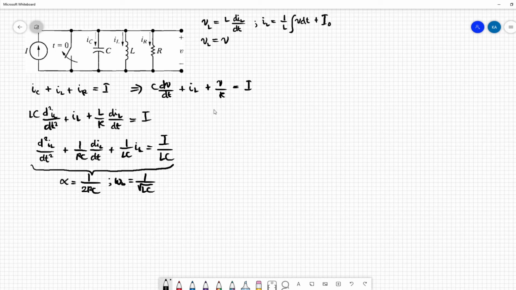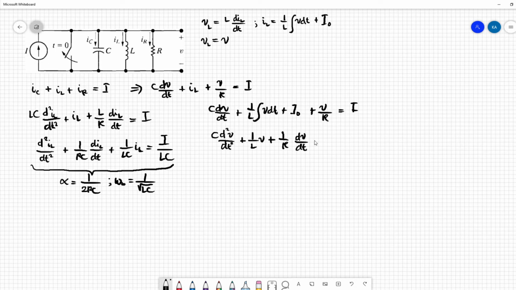We express the equation in terms of V. We have C dV over dt plus 1 over L integral of V dt plus I naught plus V over R equal to I. Differentiating both sides, we have the second derivative of V with respect to time plus 1 over L V plus 1 over R dV/dt equal to 0. Dividing this equation by C, we have 0. So this is just the same equation as the natural response of a parallel RLC circuit.